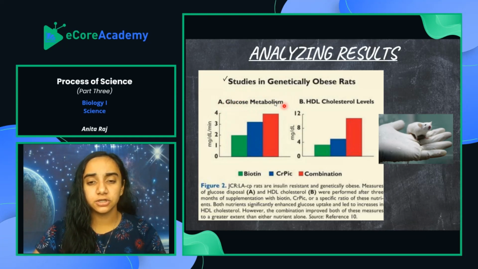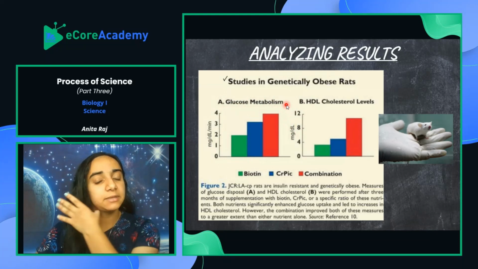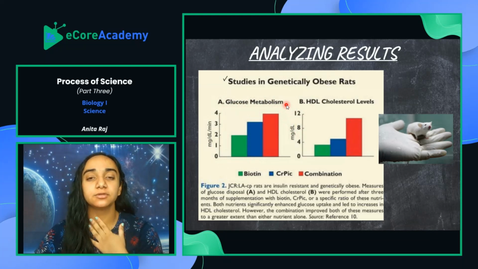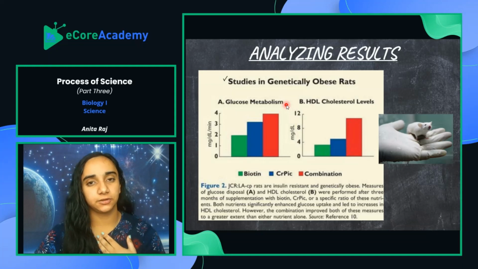So that's what this chart is talking about. So it's pretty much showing how effectively these rats are able to break down and convert glucose into usable ATP, which is the energy molecule we use to just drive our biological functions, like everything that goes on in our body.